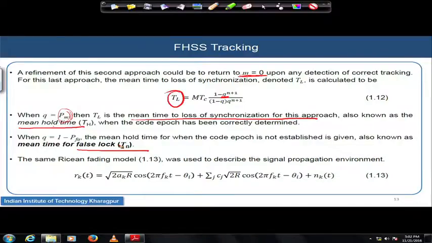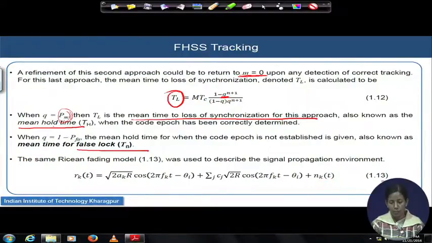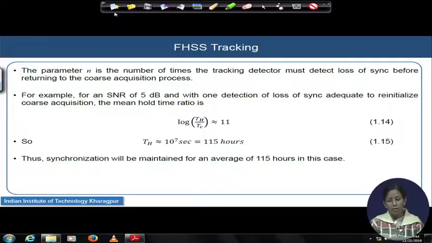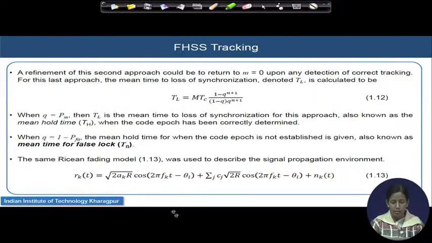The same Rician fading model, if I consider, and the signal propagation environment that we have considered earlier, also given in 1.13, if I go ahead, then we will see that the parameter in the last expression, that n, q to the power n, is the number of times the tracking detector is running basically, and on that environment that we have already taken, over the Rician channel.